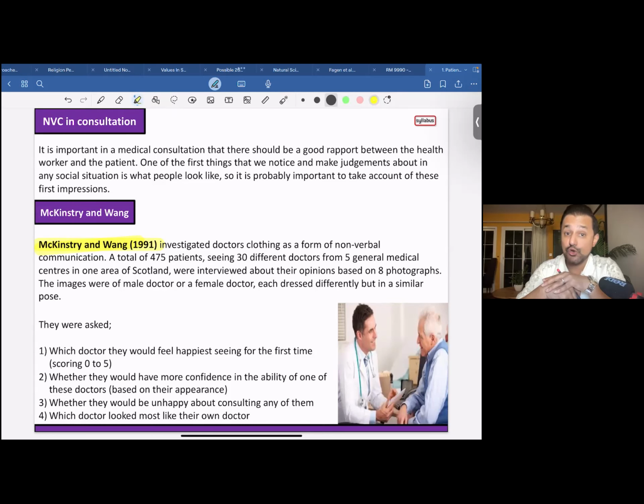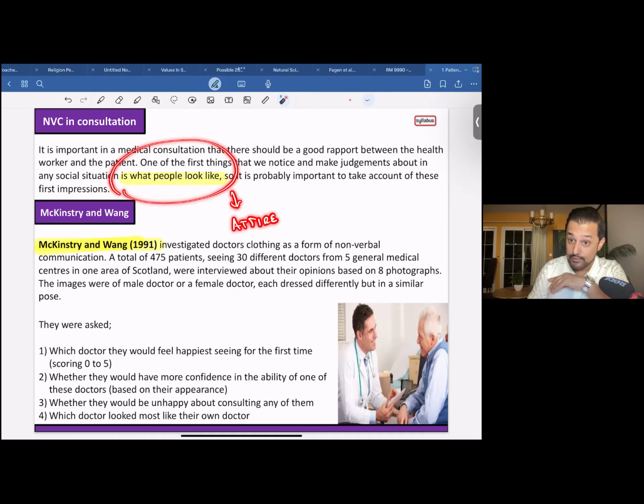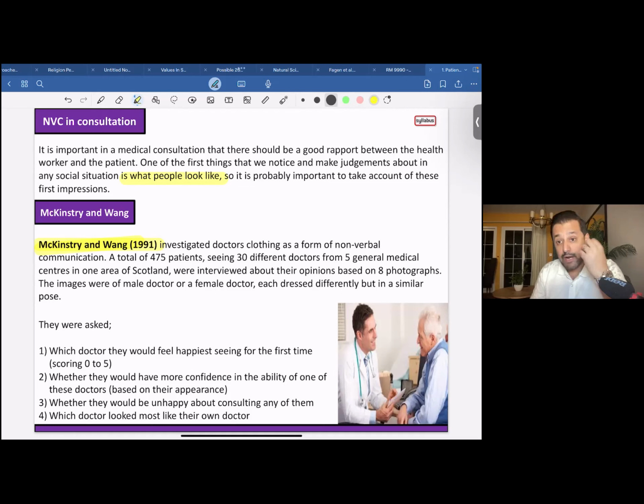One of the first things that we notice and make judgments about in any situation is what people look like. So it is probably important to take account of these first impressions. So what people look like, your attire, plays an important role here, right? Now, in this study conducted by McKinlay and Wang, we would talk about how what a practitioner wears eventually ends up affecting the relationship he or she holds with the patient, right?